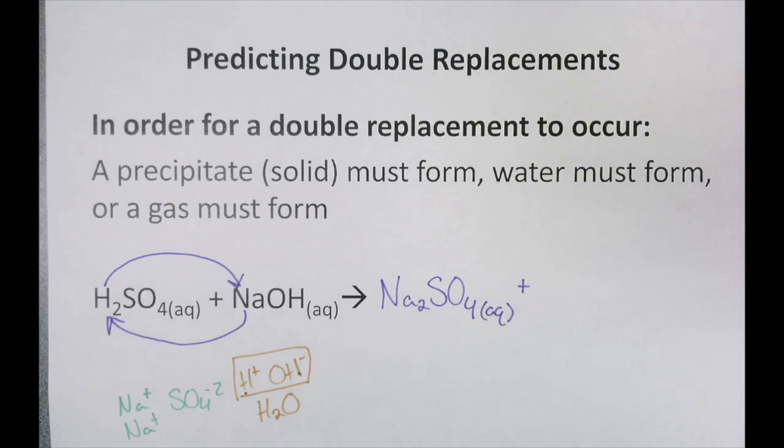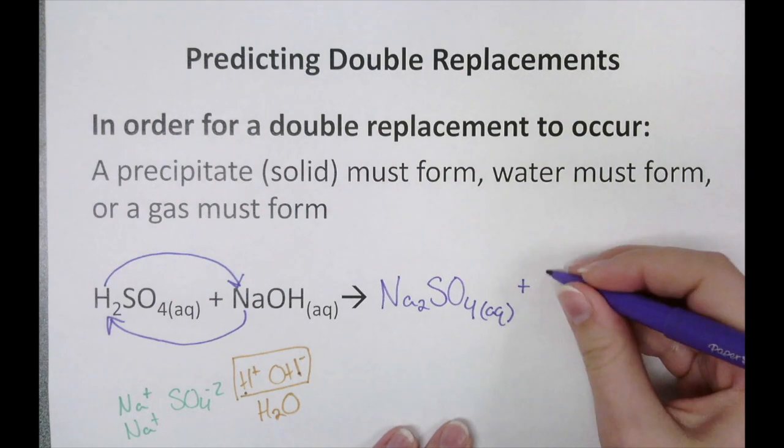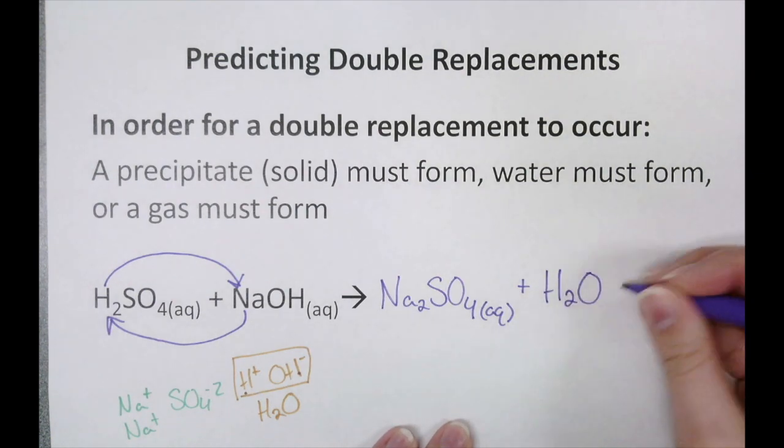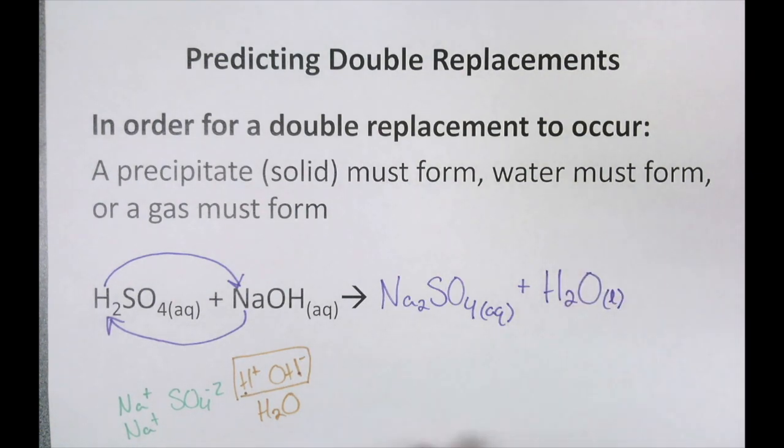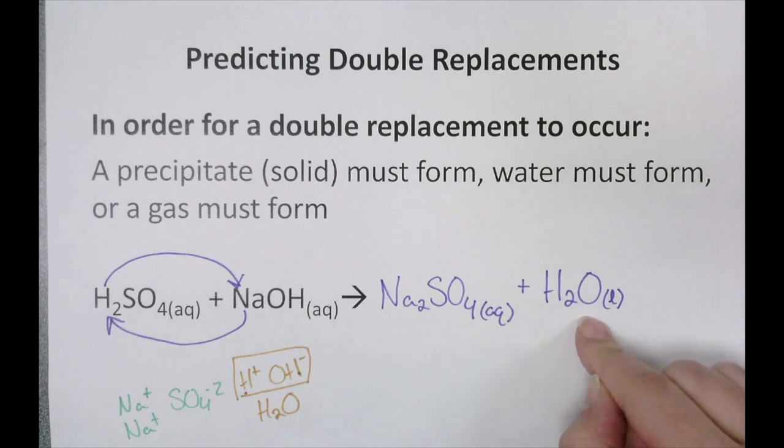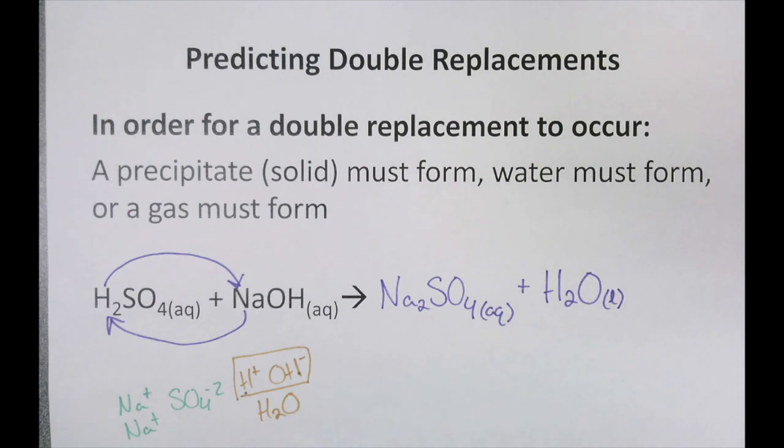So our other product in this double replacement reaction is going to be water, which of course is going to be a liquid. So this is also a complete double replacement reaction because, again, one of our products is water. So this wraps up our discussion of how to predict the products for different reactions.